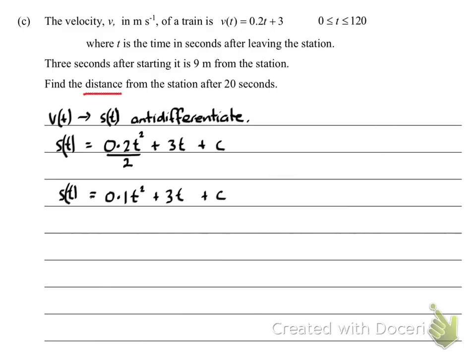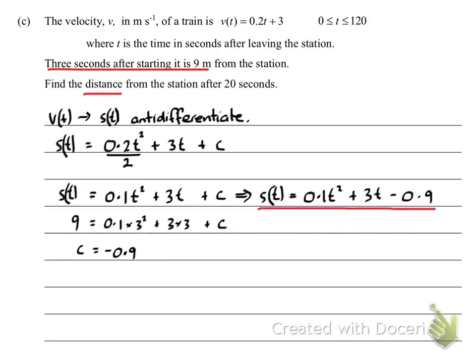Now what you do is you take the value of 9 and 3, you can work out what c is, change sign, calculate that, then rewrite your distance equation, and all you're asked to find is the distance after 20 seconds, so put 20 seconds into that equation, and you'll find that it should come to 99.1 meters. That's for merit.